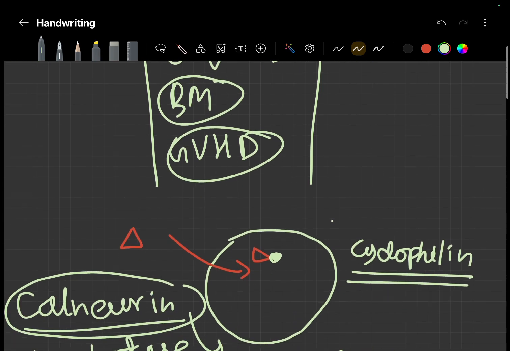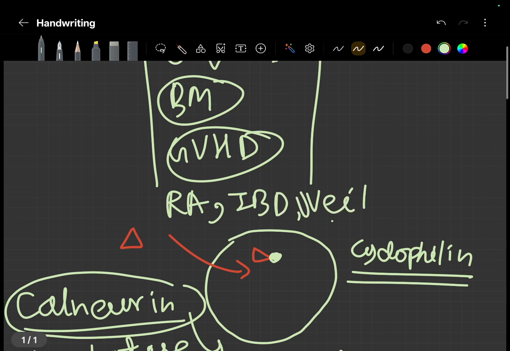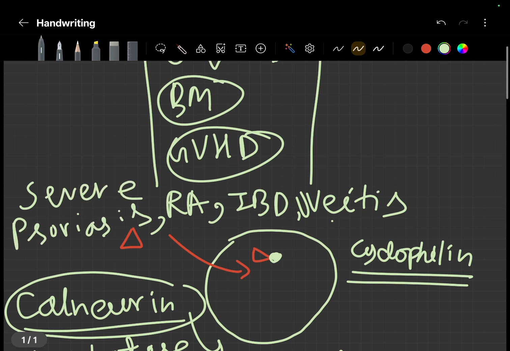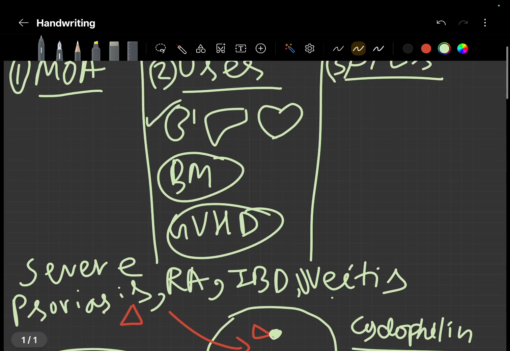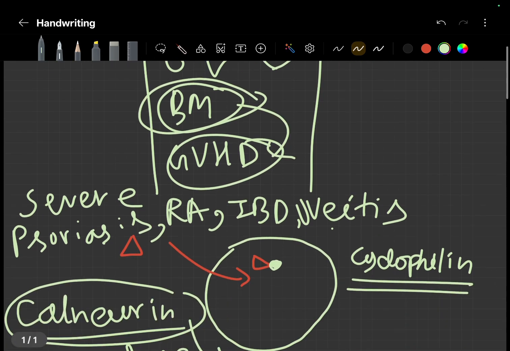Another use is that immunosuppressive drugs can be used in autoimmune diseases like rheumatoid arthritis, psoriasis, uveitis, and inflammatory bowel disease, IBD, and severe psoriasis. So the uses are renal transplant, liver transplant, heart transplant, or any other solid organ transplant, then bone marrow transplantation to prevent graft versus host disease, then other autoimmune disorders.